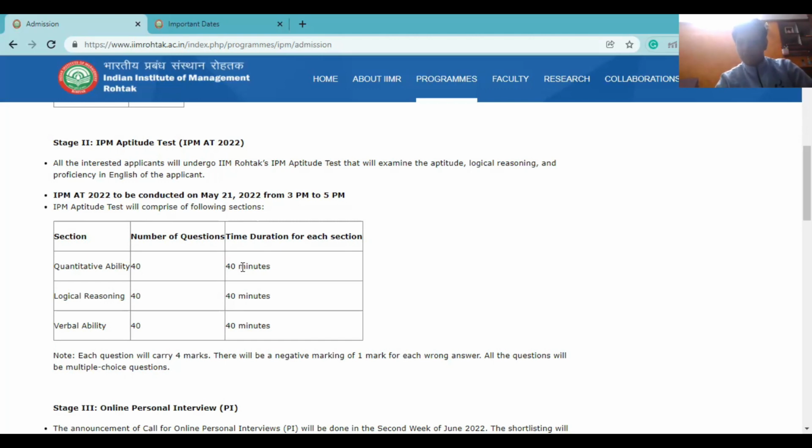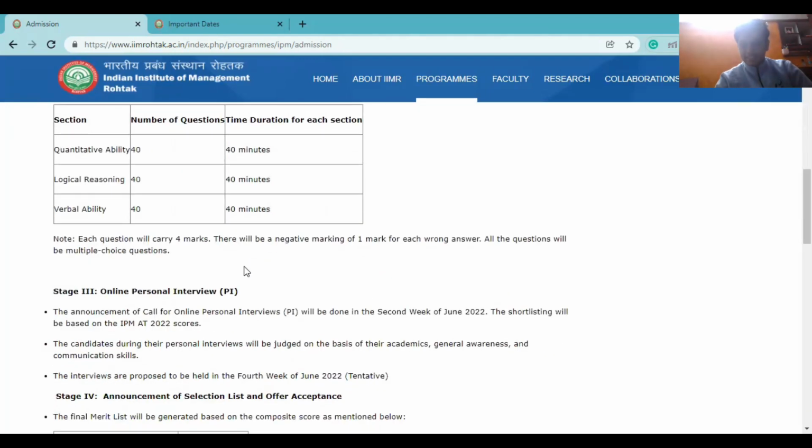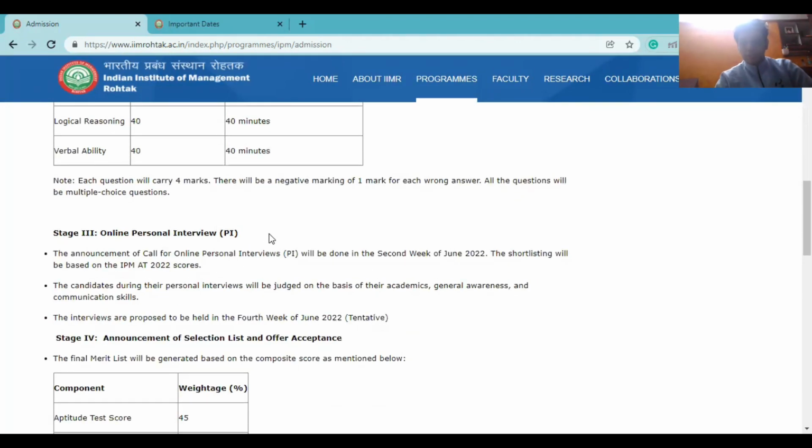Pretty simple to understand, with the negative marking of -1 for every incorrect answer and +4 for every correct answer. Now moving on to stage 3, which is the online personal interview. For this round, only the participants who've been shortlisted after round 2 would be called. So based on your IPMAT scores, you'll be called for personal interviews.